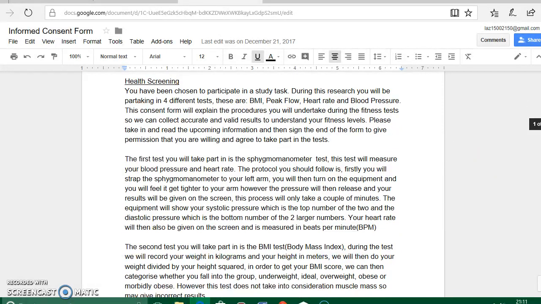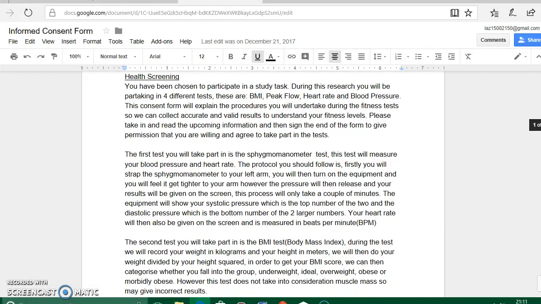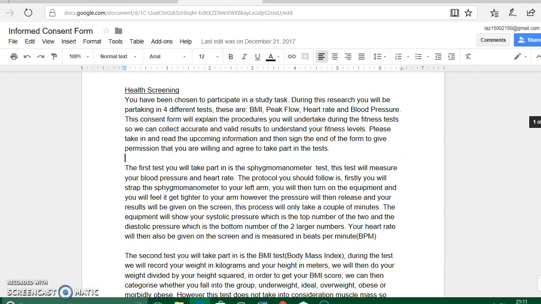It also shows details of each protocol for each test, as you can see here. The BMI test shows you what you'll be doing and the protocol for it.